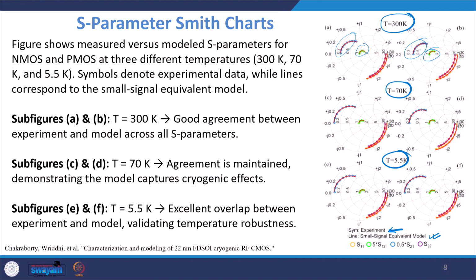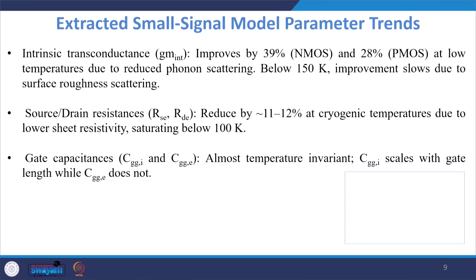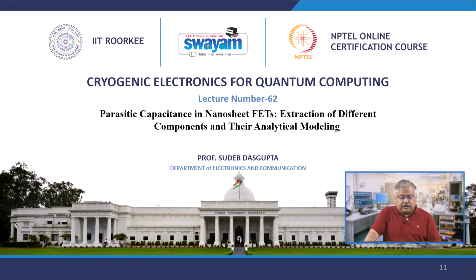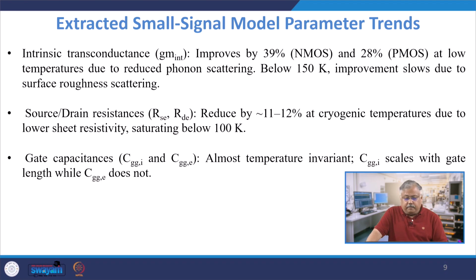At 70 Kelvin, the agreement is very well maintained, and also at 5.5 Kelvin, which means that the model proposed by these authors matches very well with the experimental data when they have designed these devices for the purpose of cryogenic operations. Now let us go to the extracted small signal model parameter trends.